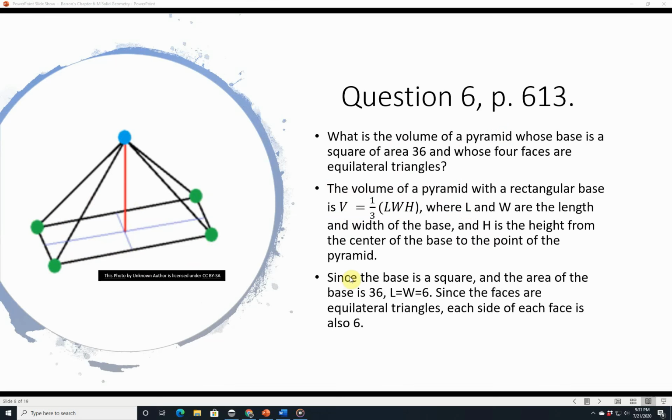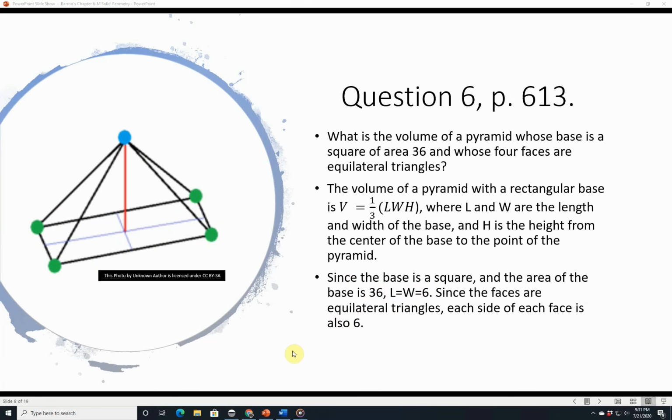So since the base is a square and the area of the base is 36, L equals W equals 6 because it's a square. So all four sides are equal. Pretty easy to take the square root of 36 to get 6. Since the faces are equilateral triangles, that means each side of each face is also 6. This is 6, this is 6, this is 6, this is 6. Wow, that's a tongue twister, huh?